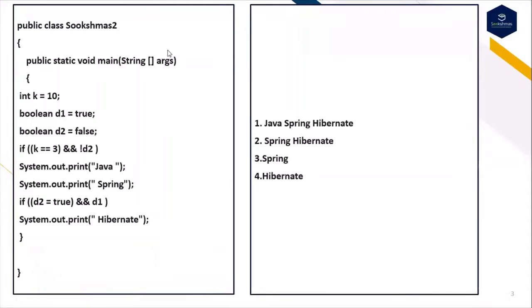This is the second question: public class Sookshmas2, and execution of the program begins from the main method. int k is equal to 10, boolean d1 is equal to true, and boolean d2 is equal to false. This is the condition: if k is equal to 3. What's the k value? 10 is equal to 3, it's false, no need to check the other condition.